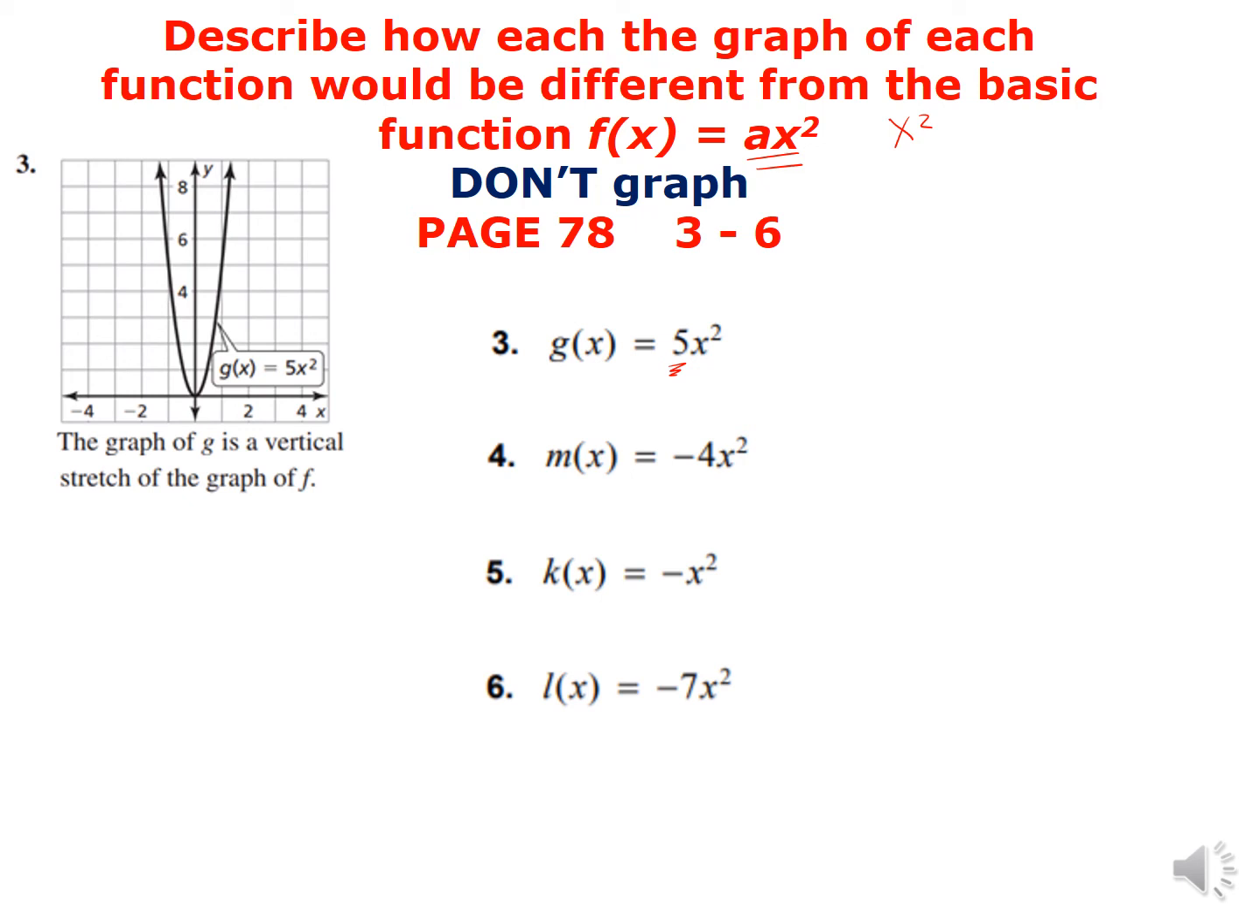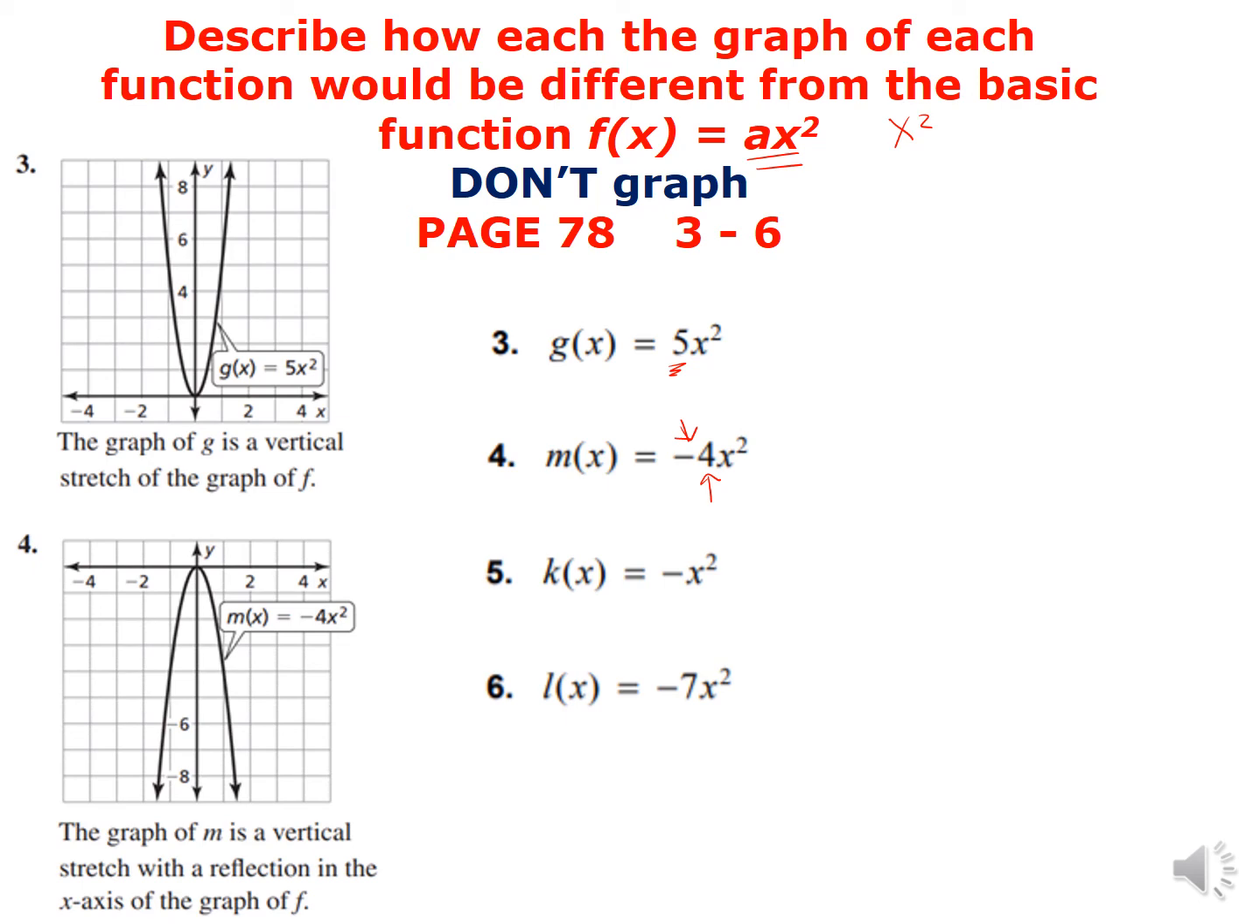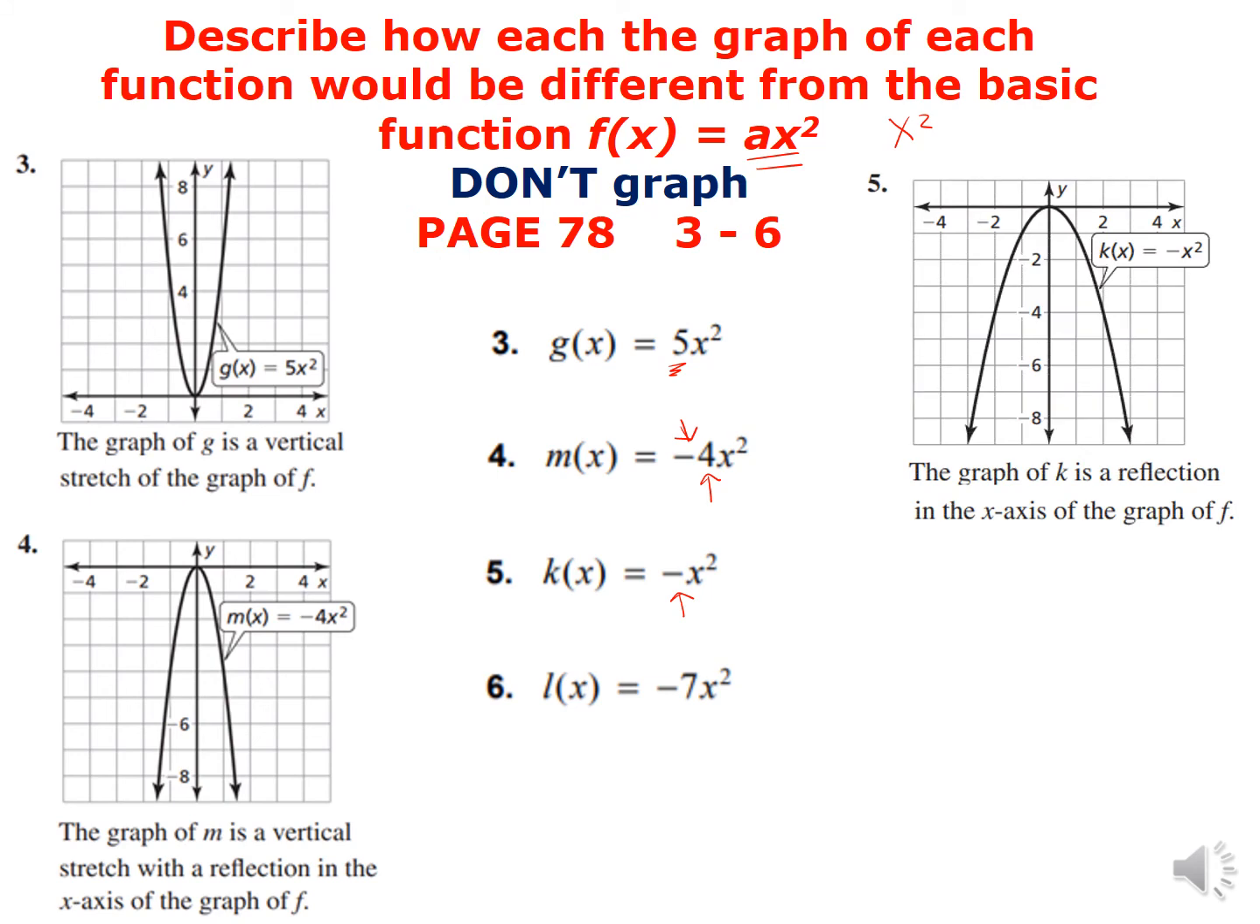Let's look at number 4. I have two things that are different. How would you describe those two things? The graph of m is a vertical stretch with a reflection over the x-axis of the graph of f. Number 5, I can only see one thing. The graph of k is a reflection in the x-axis of the graph of f.